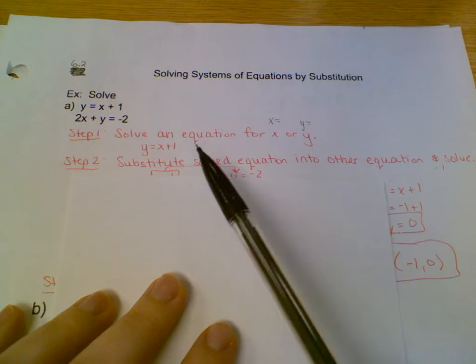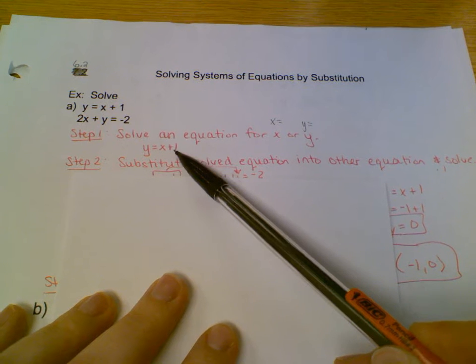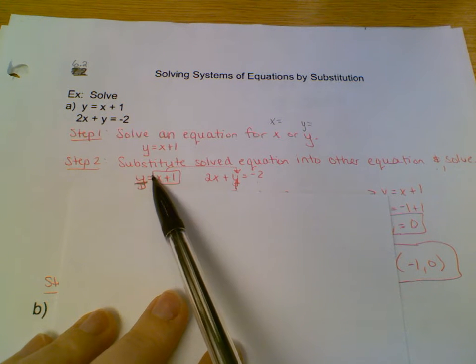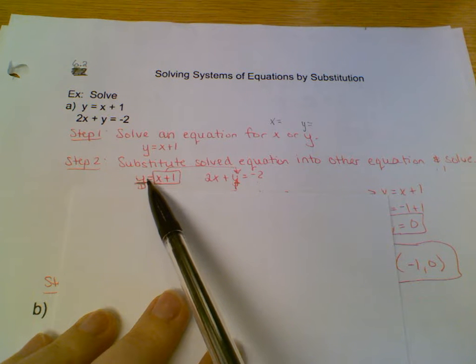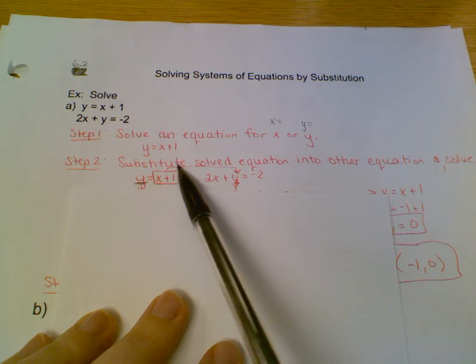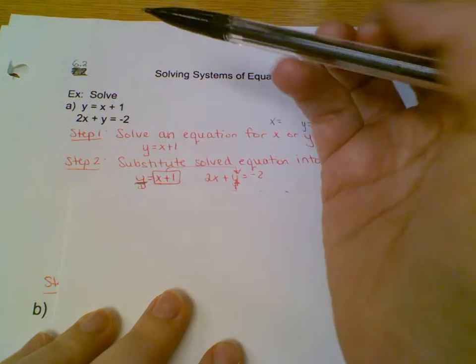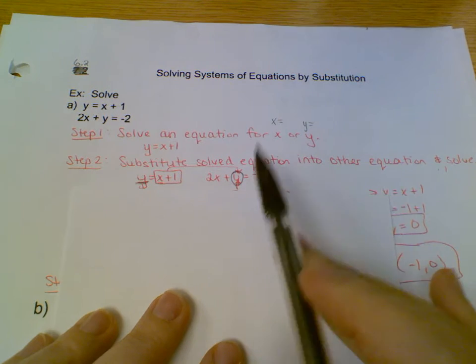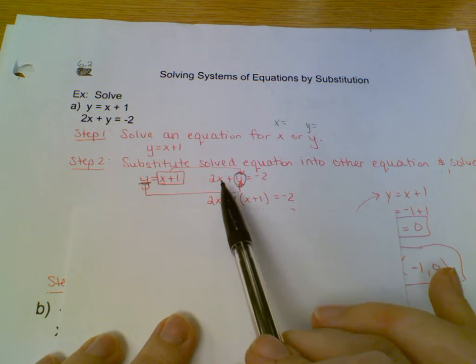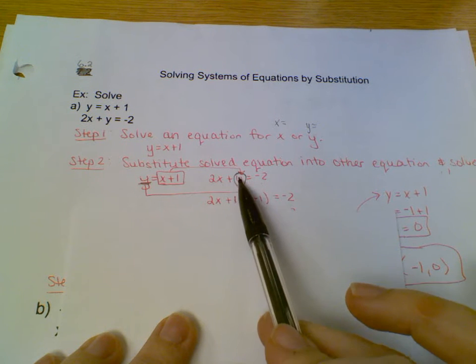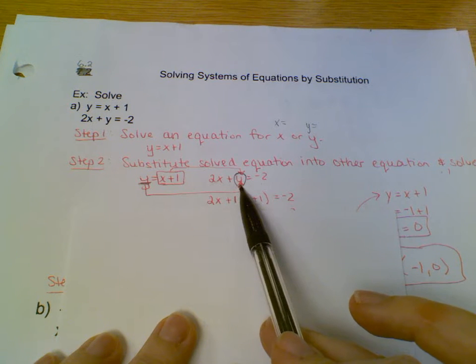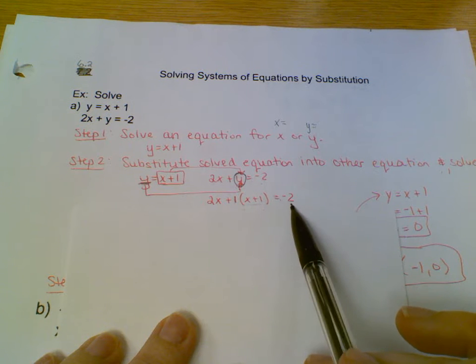My second step is I'm going to take my solved equation part and substitute it into my other equation. What that looks like is I'm going to put a box around this x plus 1 because that's what comes after the equal sign for the y equals. I'm going to substitute this whole thing in place of this y. So this y will come out and the x plus 1 will replace it. So the 2x comes down, plus you can put the invisible 1 right here, and the x plus 1 is going to go right where that y was. The rest is still the same, so equals -2.